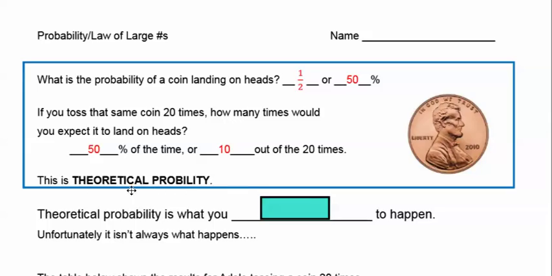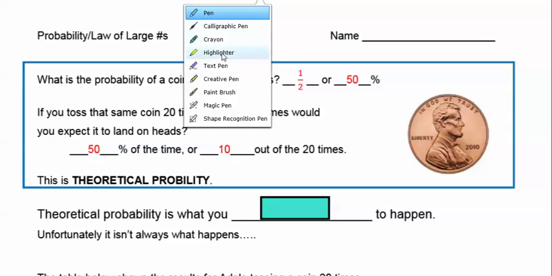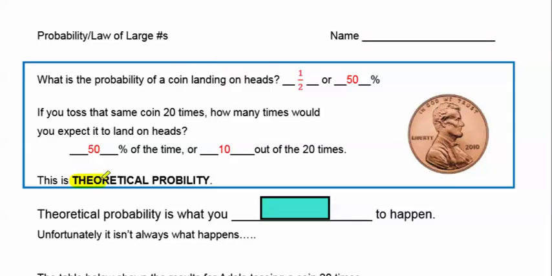Guys, this is theoretical probability. It's almost like in theory what is supposed to happen. The theoretical is what is supposed to happen. So it is what you expect to happen.